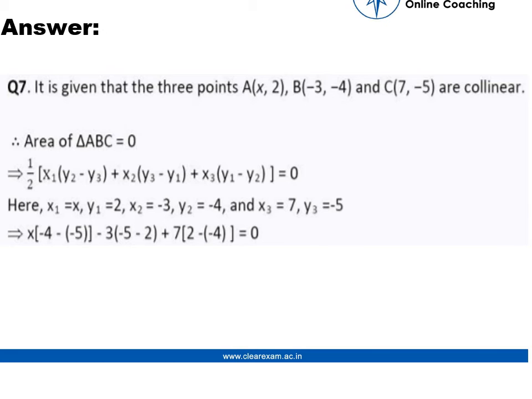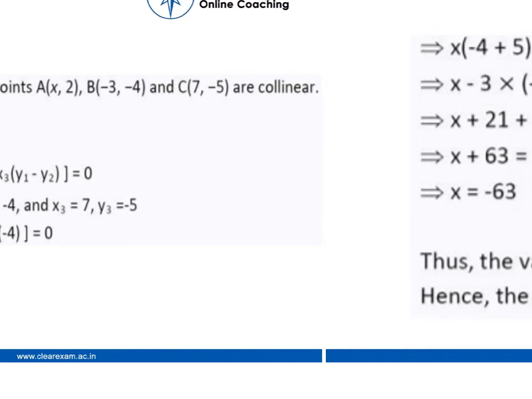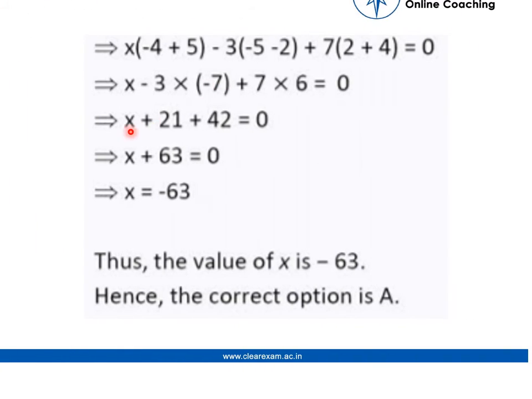On solving it further, we will get this, which comes to be x plus 21 plus 42 equals 0. So x plus 63 equals 0. So finally it becomes x equals minus 63 for the 3 points A, B, and C to be collinear. So the value of x is minus 63, and the correct option would be option A.